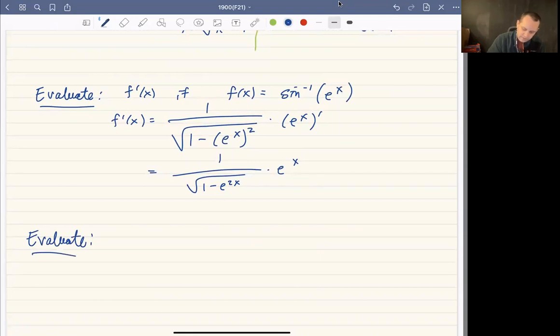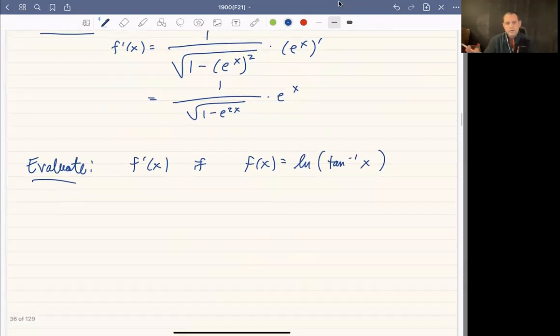What if we wanted to evaluate the derivative if f is equal to the natural log of inverse tangent of x? Remember, inverse tangent of x is not an exponent. That -1 means that it's the inverse function. It is not an exponent. So just be careful there.